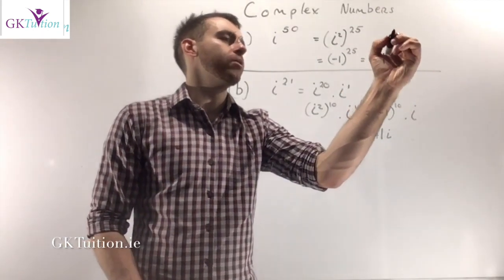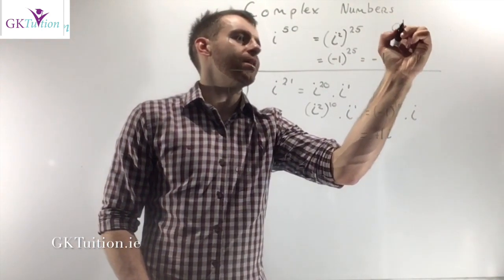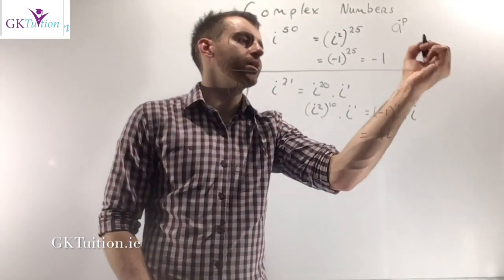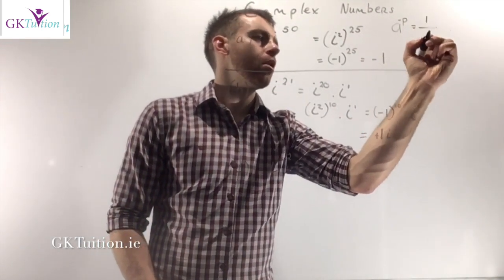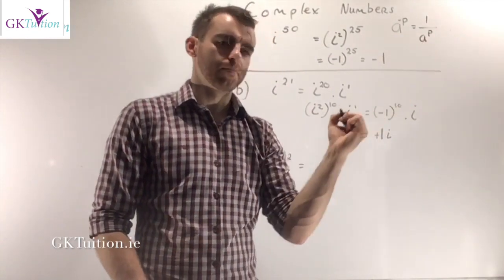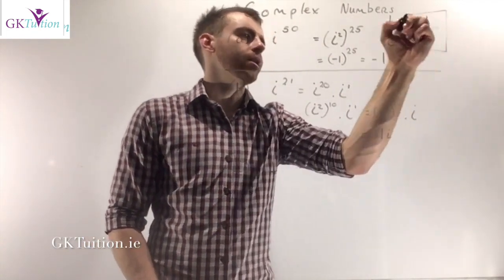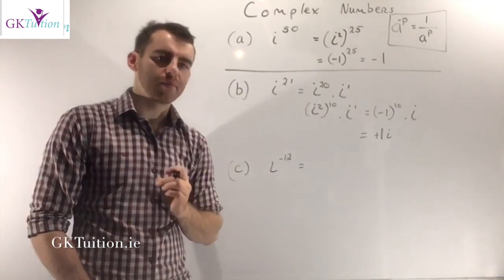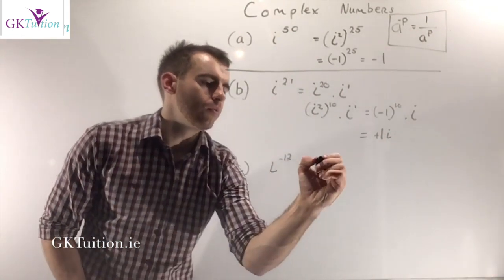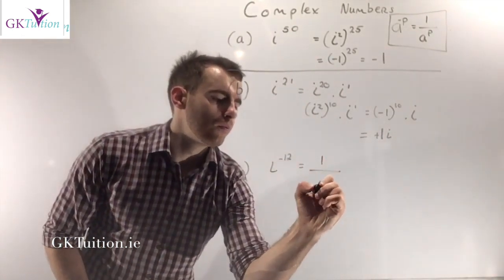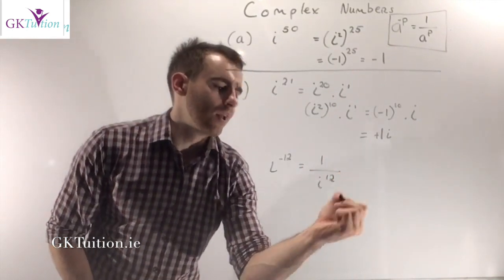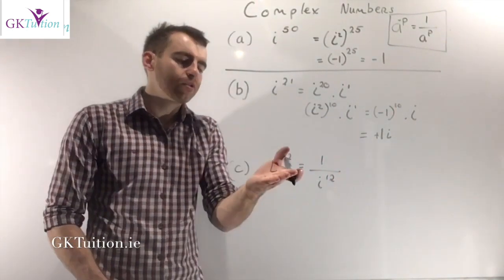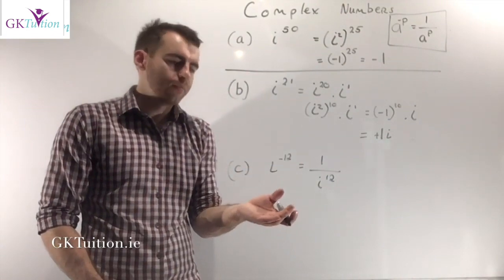The fifth rule of powers in your maths tables says that a to the power of minus p is the same as 1 over a to the power of p. With this rule in mind, I can simplify i to the power of minus 12. I could rewrite that as 1 over i to the power of plus 12. And now I'm happy out, at least I no longer have a negative power.